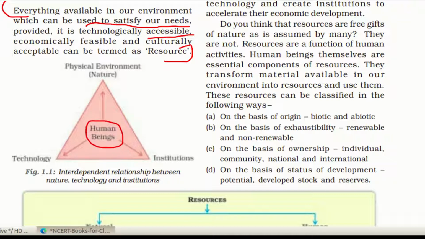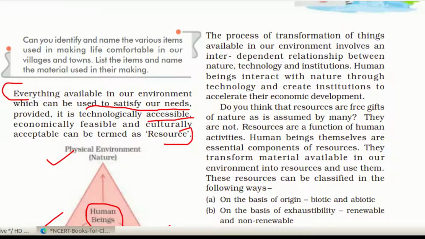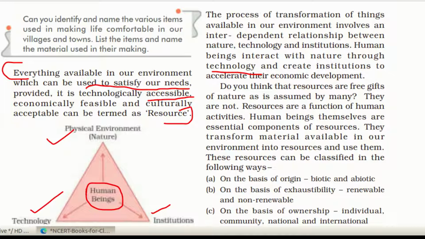Here in this paragraph it is talking about accessibility of resources. Do you think that resources are a free gift of nature, as is assumed by many? They are not free, isn't it? Resources are a function of human activities. So here also it is important: resources are a function of human activities. Human beings themselves are essential components of resources, isn't it? Human beings themselves are important resources. They transform material available in our environment into resources and use them. So who is transforming or changing the resources? That is human beings. These resources can be classified in the following ways.